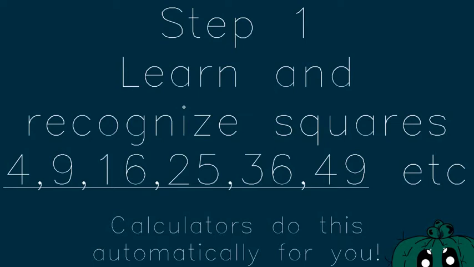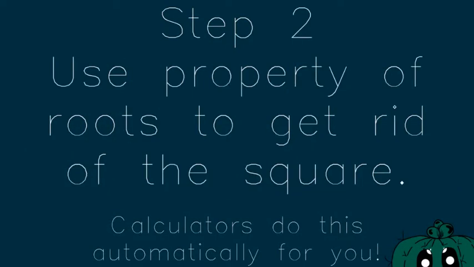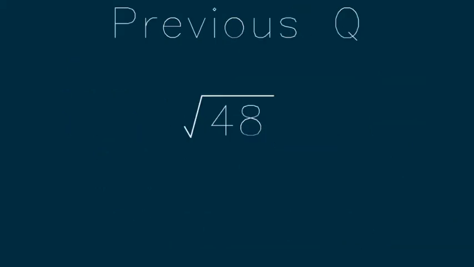Why I'm telling you to learn and recognize them is that when you do step 2, this is going to be really helpful, because you can find that you see 25 in a number, and you can take that out and dispose of it. So let's get on to step 2, which is to use the property of the roots to get rid of the square, and I'll demonstrate this for you.